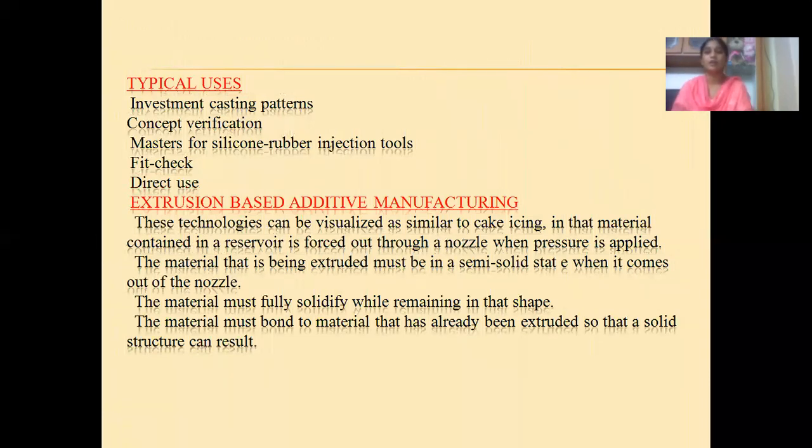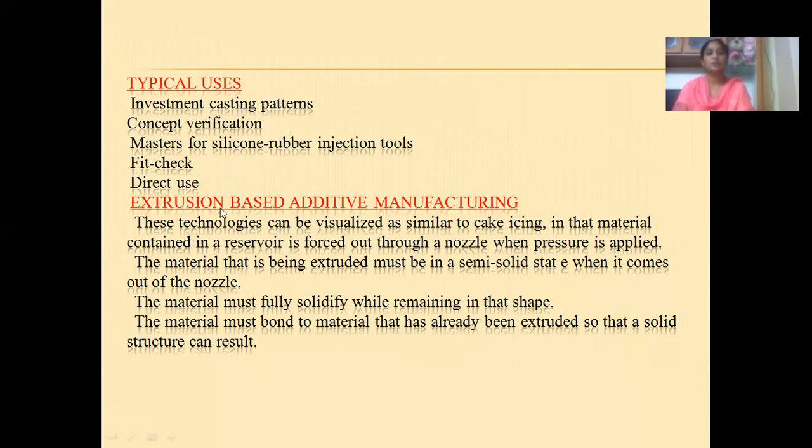Typical uses of laminated object manufacturing include investment casting patterns, concept verification, masters for silicone rubber injection tools, fit check, and direct use. Typical uses means that when laminated object manufacturing starts automatically, where the product is given in that object, it has typical measurements or methods used in manufacturing systems. These are the steps used for typical manufacturing systems.